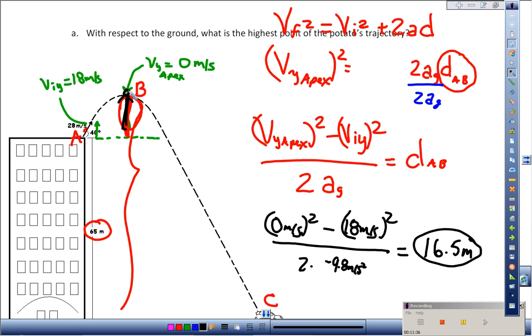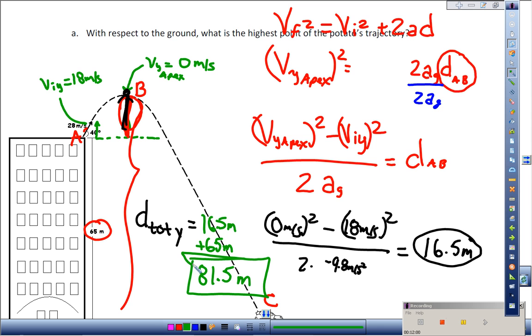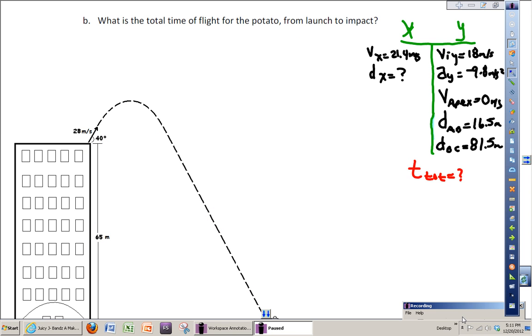Now, at this point, if I'm 16.5 meters above the roof, then my total displacement in the y direction would be equal to the 16.5 meters above the roof plus the 65 meters that I am above the ground, which would give me 81.5 meters above the ground. This is my highest point with respect to the ground. Okay, moving on to part B.